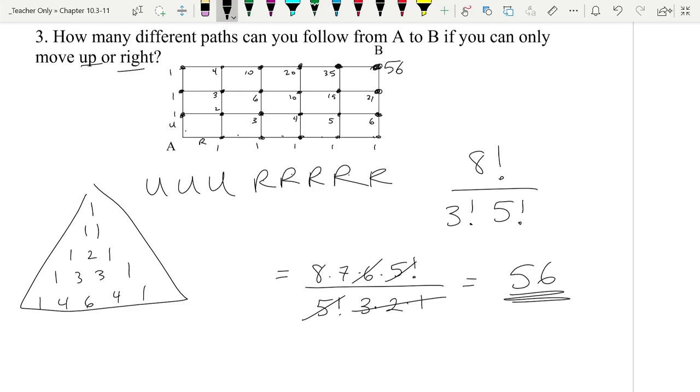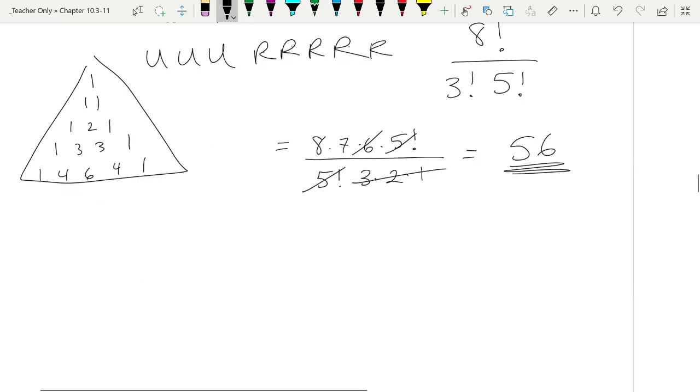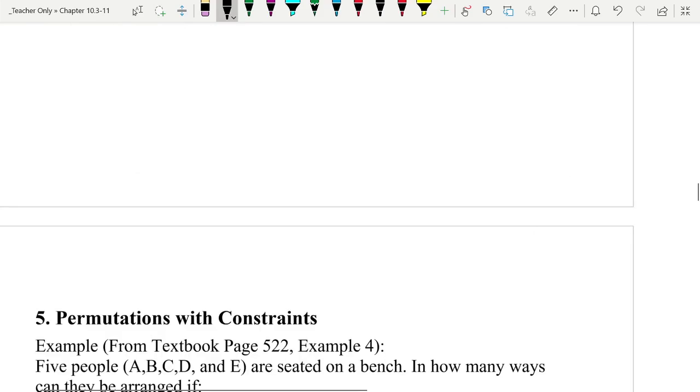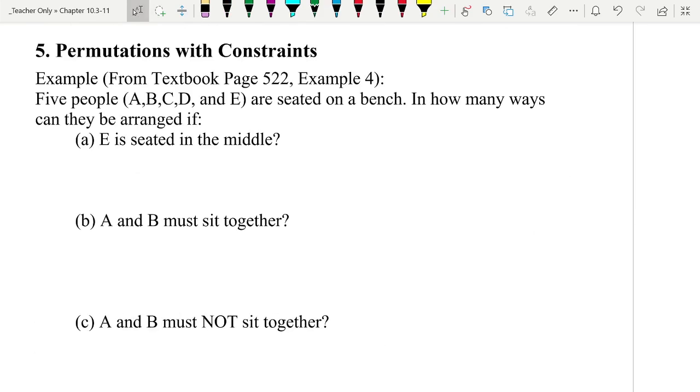What if we have permutations, counting how many different ways we can arrange things, but we have constraints on them. We have rules. This is an actual example right from your textbook. 5 people, we'll call them A, B, C, D, and E. Alfred, Barry, Charlie, Daniel, and Ernie are sitting on a bench. How many different ways can they be arranged if Ernie is seated in the middle? So we have a constraint.